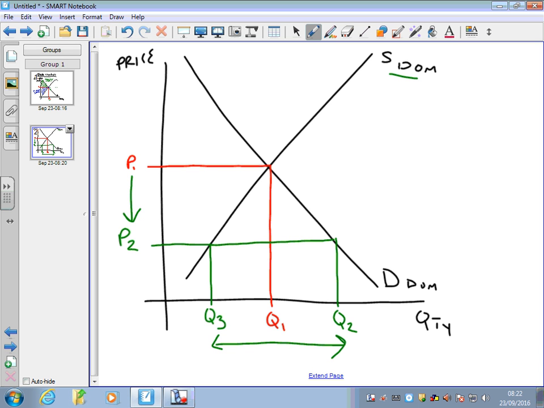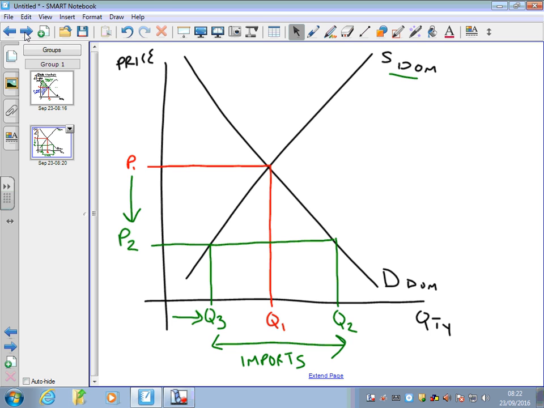In other words, people are willing and able to buy more than what domestic firms are willing and able to supply, and this would basically be the imports coming into the economy. So domestic supply would be from 0 all the way up to Q3. The gap from Q3 to Q2 would be the imports coming in.